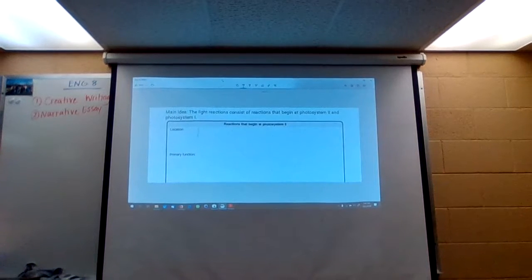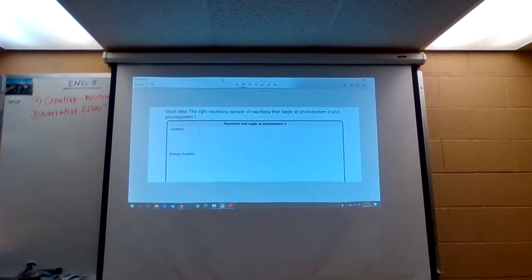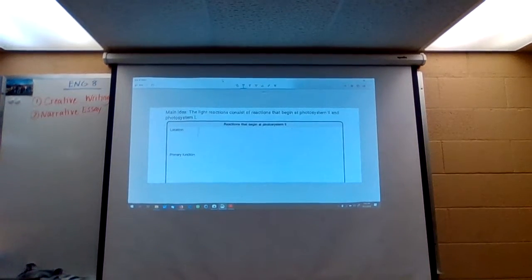All right, guys, we're going to move on and talk about the first step of photosynthesis, which is the light reactions. Those happen in photosystem 2 and photosystem 1. Now, as I mentioned when we were looking at the parts of the thylakoid, photosystem 2 is first. It's actually the first step.